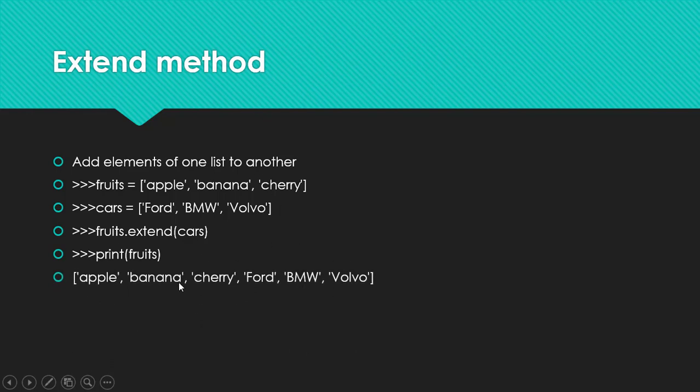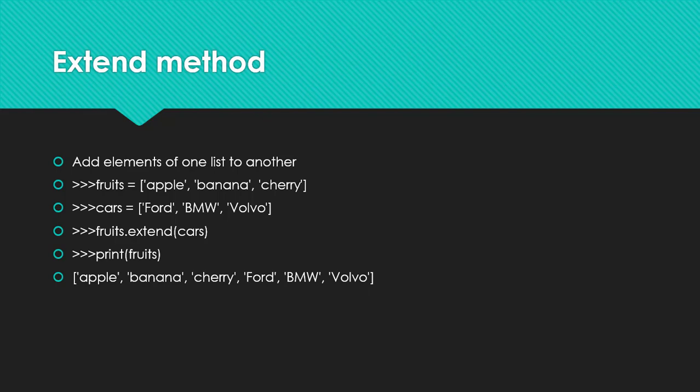Apple, banana, cherry, comma Ford, comma BMW, comma Volvo. That means we are extending the fruits list here with the cars list. That's why the elements of the fruits list are printed first, and then the elements of the list cars are printed. If we would have done cars dot extend fruits, then the elements of the cars list would have been at 0, 1 and 2 index, and then apple at 3, 4 and 5th. I hope that is clear now. The extend method is basically used to extend a list or merge multiple lists.